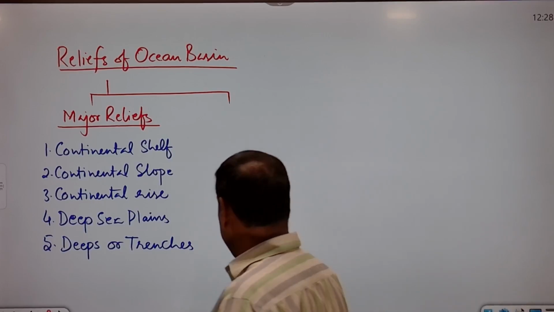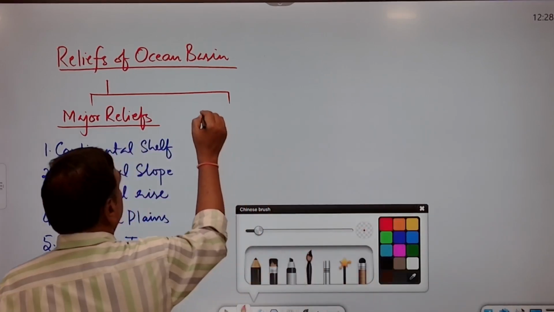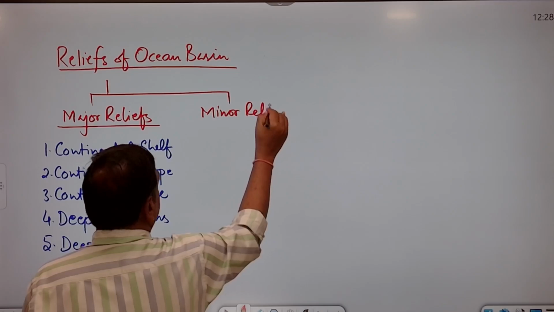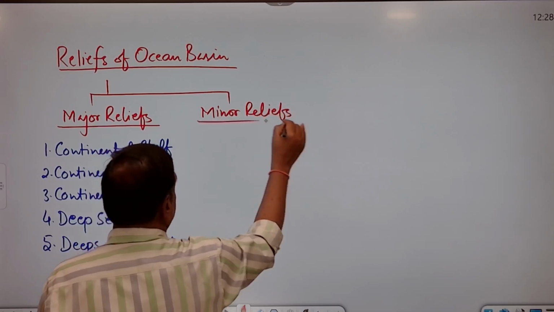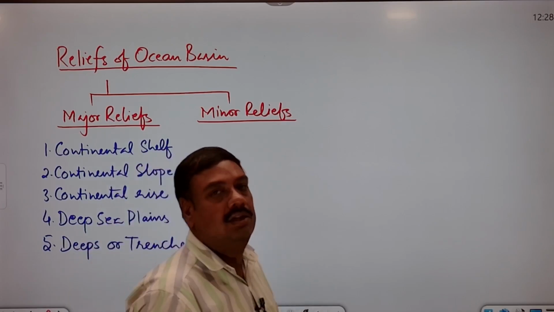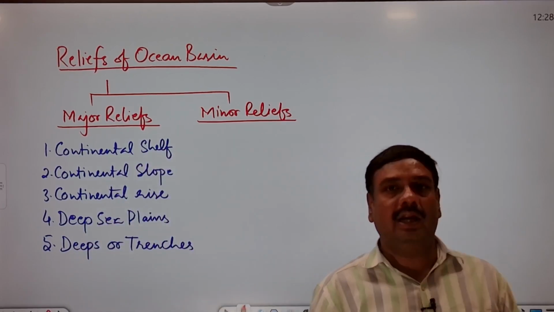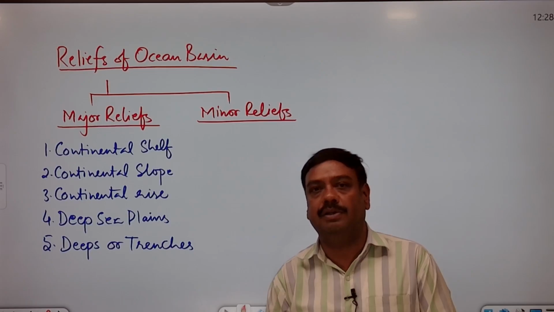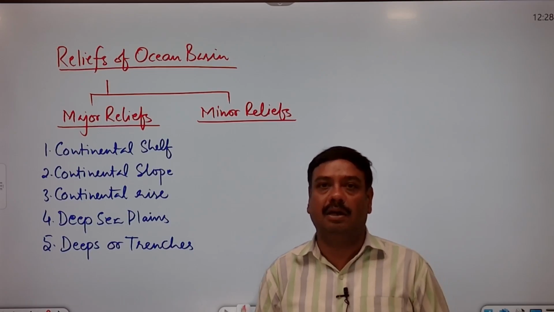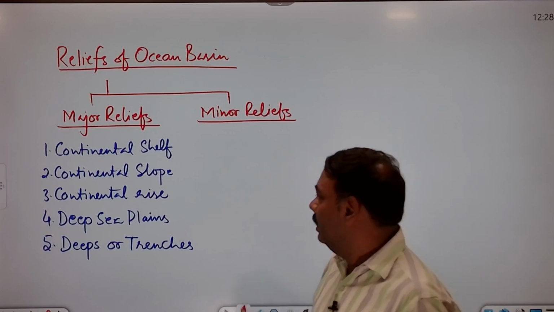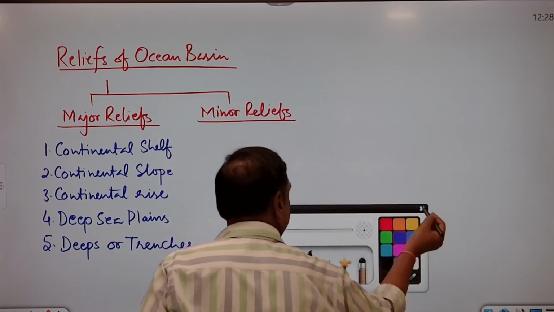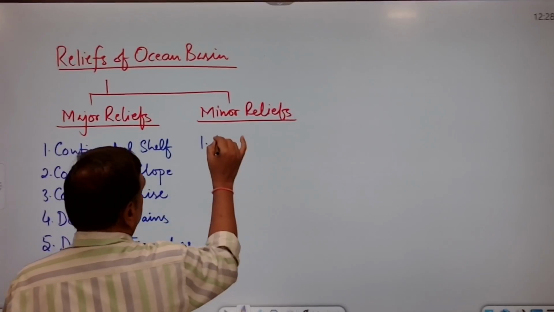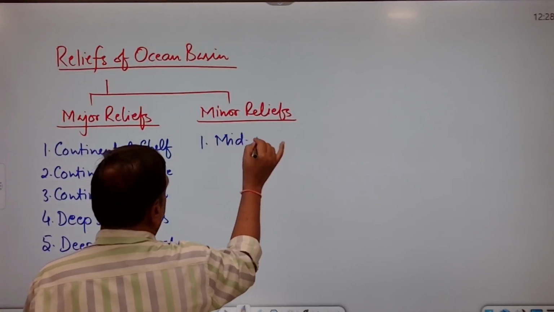The second portion you can see here is the minor relief. When we talk about minor reliefs, obviously they are not covering large areas under the ocean water. They are covering small areas, or you can say they may be part of these major relief features. That is why they are called minor. Here the first, and very significant, as I told you these are also significant, is mid-oceanic ridges.